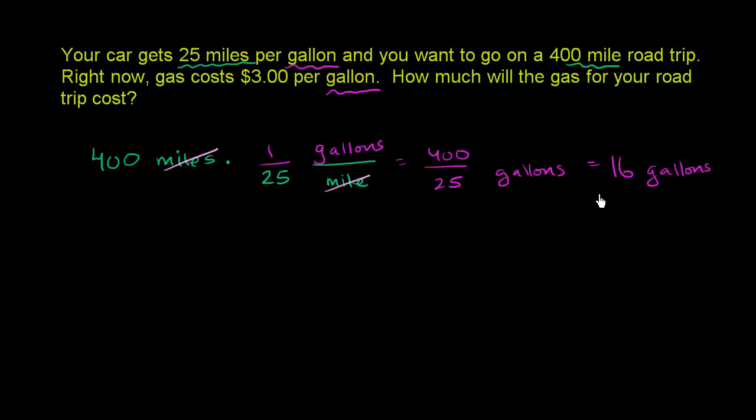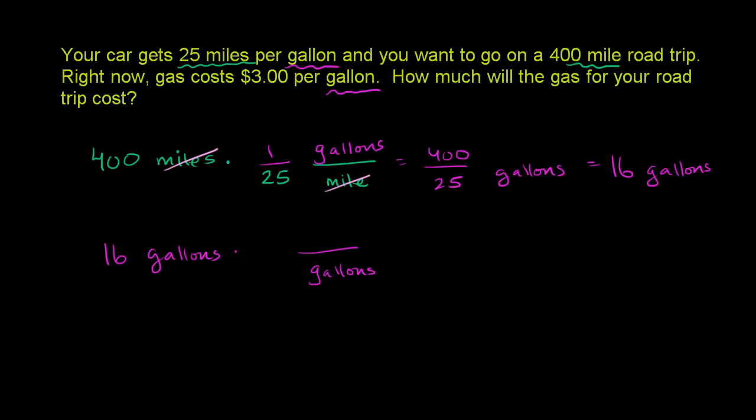But we haven't answered their question. They want to know, how much will my trip cost? Right now, we've just figured out how much fuel we're going to use. So then we could take our 16 gallons, and to figure out the dollar cost, are we going to multiply it by dollars per gallon or gallons per dollar? Well, if we're thinking just about unit conversion, we want to multiply times the dollars per gallon.